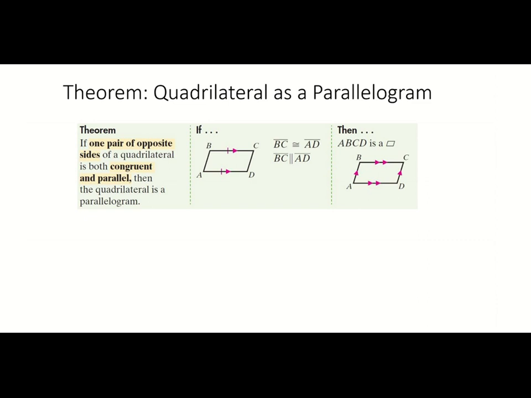All right, I also know if one pair of opposite sides of a quadrilateral is both congruent and parallel, then the quadrilateral is a parallelogram. So here, when we were looking at just sides, we knew that we had to know both pairs of sides were congruent. When we were looking at angles, we had to know that both pairs of opposite angles were congruent. Now, if I know that one pair of opposite sides are both congruent and parallel, so it has to be both things, then I know that that figure is a parallelogram.